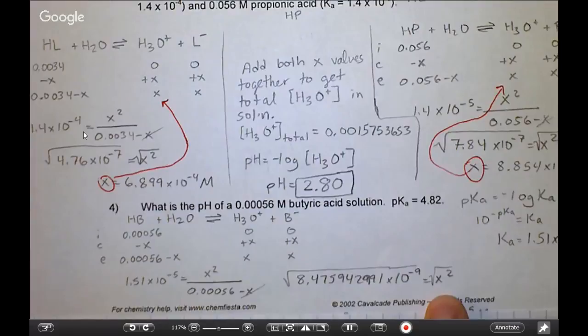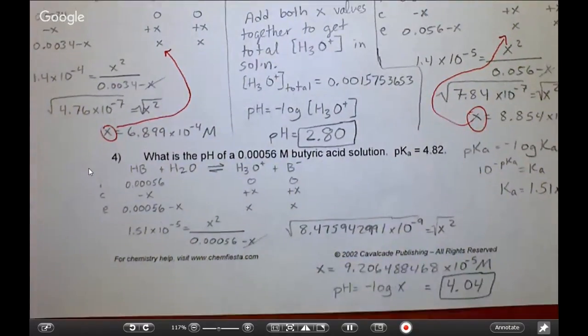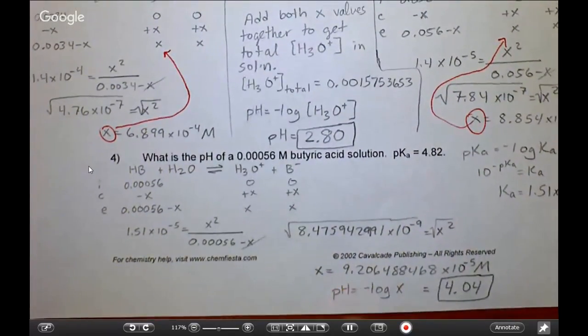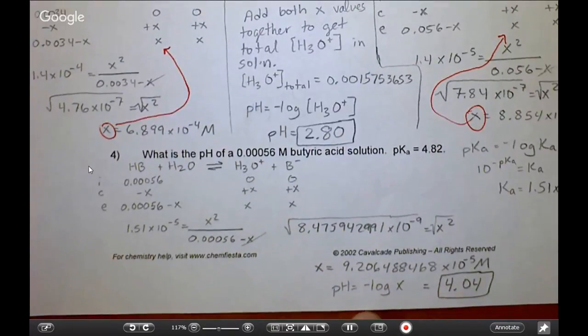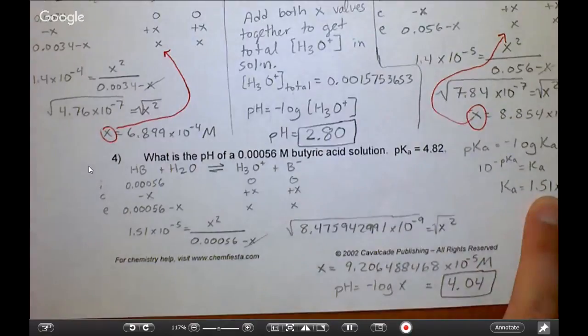Eventually we find an X that is 9.2, I just wrote the full calculator answer, times 10 to the minus 5. So pH is negative log of that concentration, and we get 4.04 for the pH. So the tricky part in this problem was finding out what Ka was. And you could have done this one of two ways if you're stuck. You could have looked up how to calculate Ka from pKa, or you could Google Ka of butyric acid and you would get about that value.